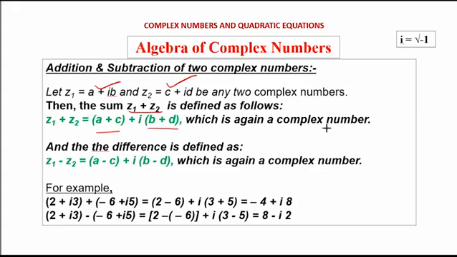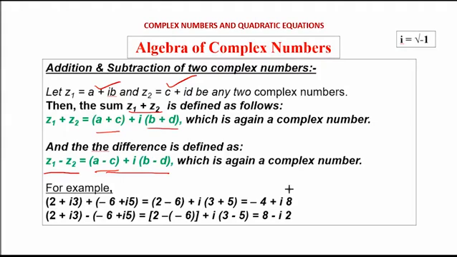It satisfies. Likewise, subtraction of two complex numbers. When you subtract two complex numbers, the same method: subtract the two real parts, that means a minus c, plus the imaginary parts. When you subtract, you take that i common, iota common, within the bracket b minus d, again which is a complex number. So therefore the difference of any two complex numbers also exists.